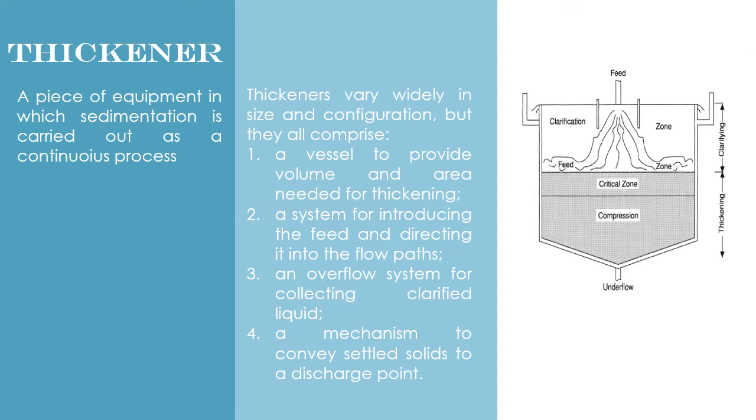Thickener is a piece of equipment in which sedimentation is carried out as a continuous process. Thickeners vary widely in size and configuration, but they comprise: 1. A vessel to provide volume and area needed for thickening. 2. A system for introducing the feed and directing it into the flow paths. 3. An overflow system for collecting clarified liquid. 4. A mechanism to convey settled solids to a discharge point.